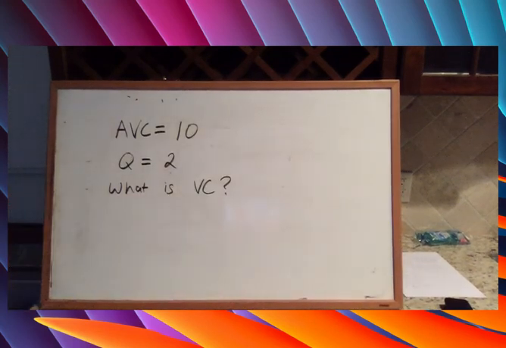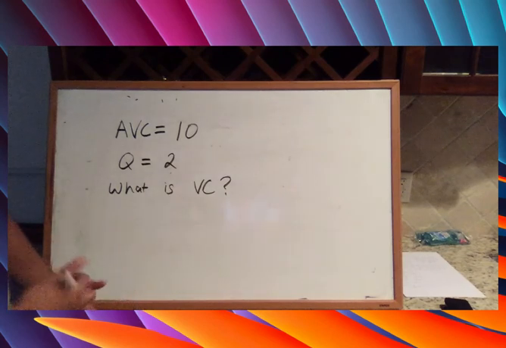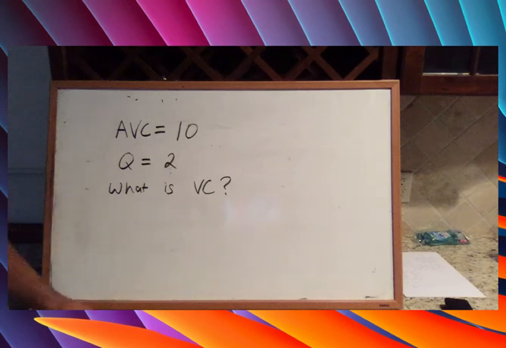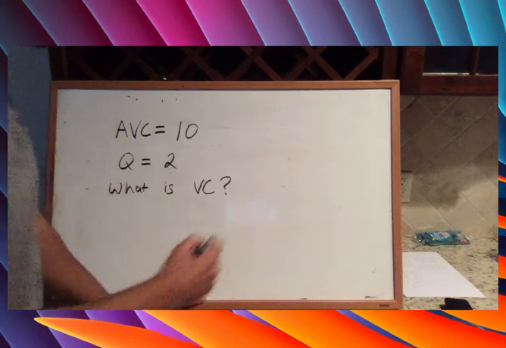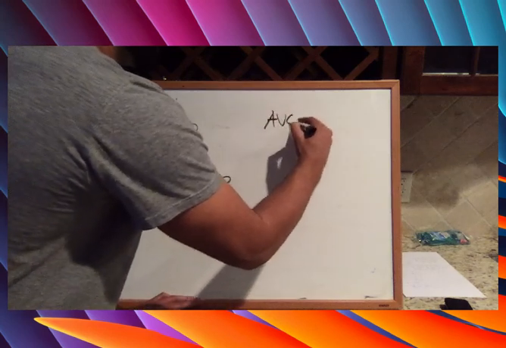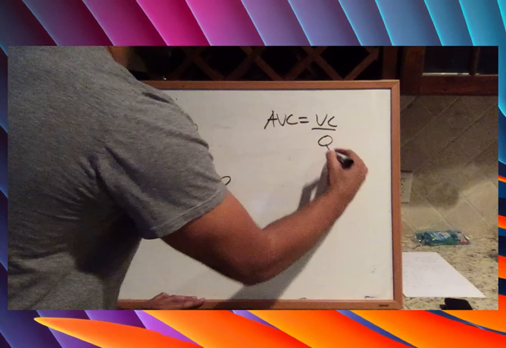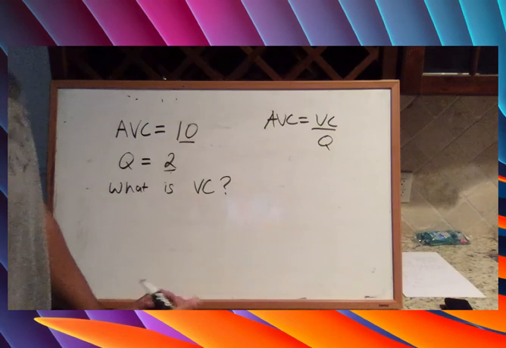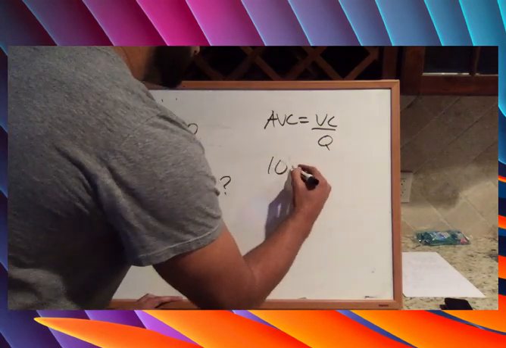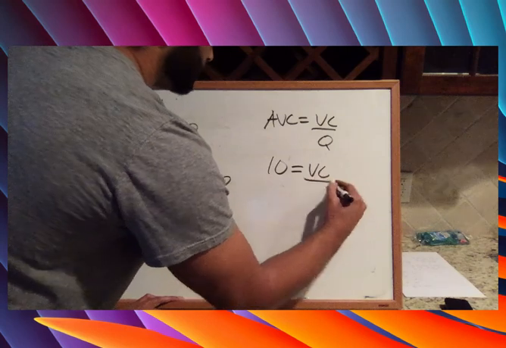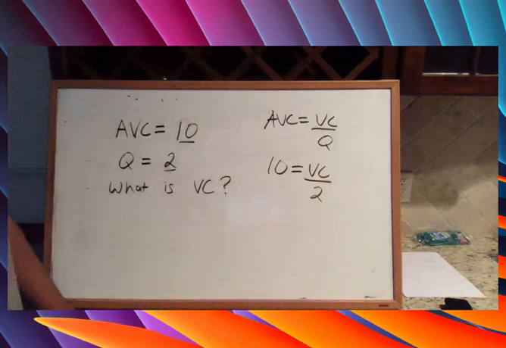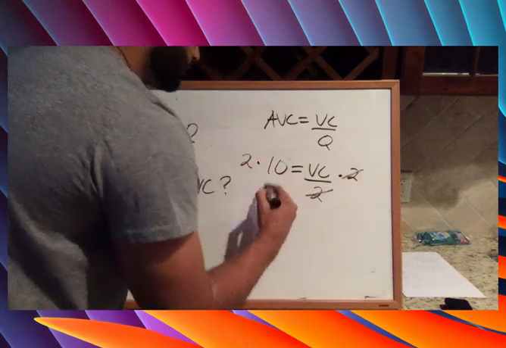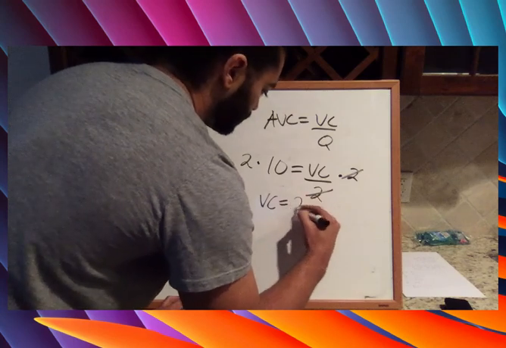All right, so here we have another problem. Sometimes I will make you work backwards. So I'll give you average variable cost. I'll give you your quantity, and I'm going to ask you what is your variable cost. So the first step you should do is always write out the formula for average variable cost. Average variable cost equals variable cost divided by Q. Now you just plug in what you know. You know average variable cost, you know quantity. You want to calculate for variable cost. So it's going to be 10 equals VC, that's what you want to know, divided by 2. Now you just cross multiply, so you multiply this side by 2, and your variable cost equals 20.